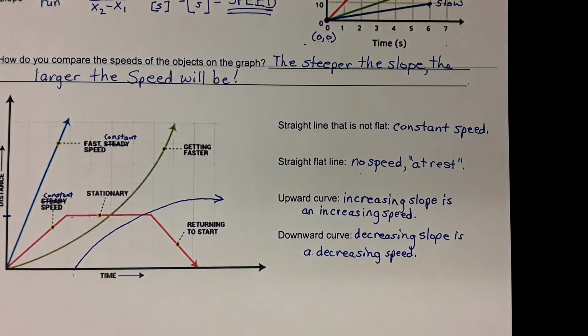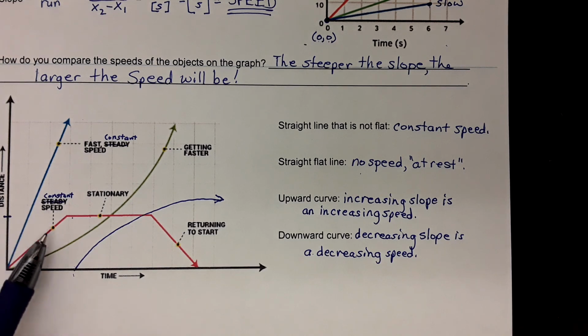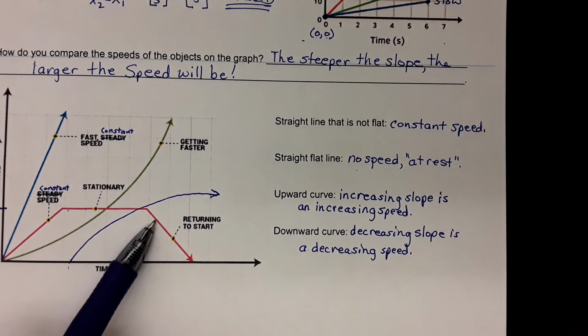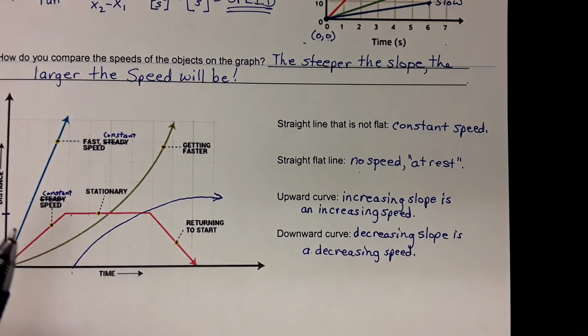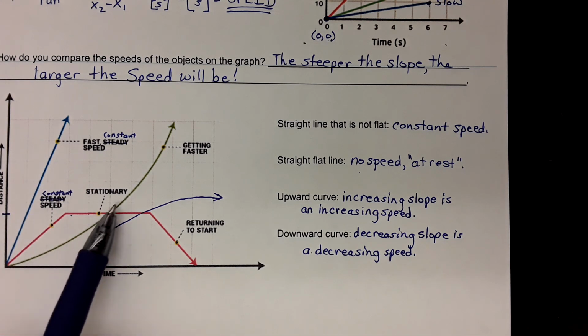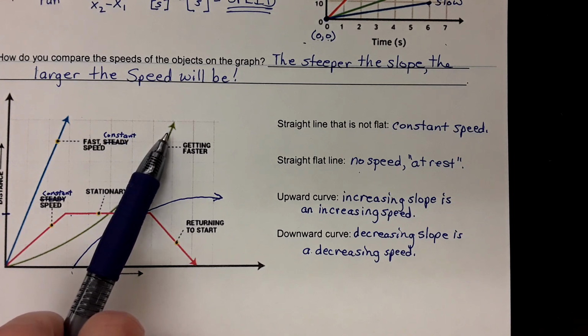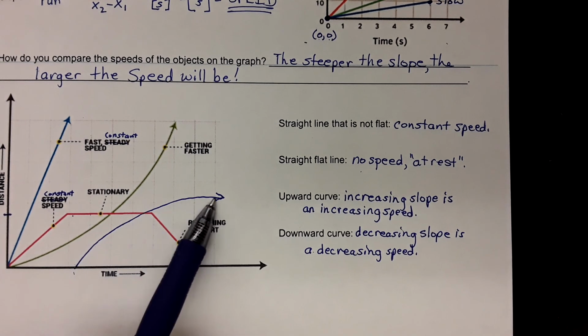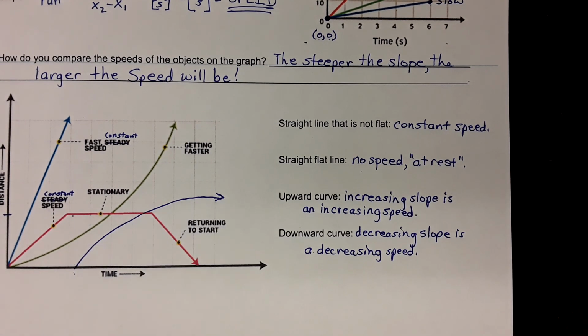Okay? All right, so constant speed here, here, and even here. You're just going back the other way. No speed where it's flat. Increasing speed where it gets steeper. And decreasing speed when it gets flatter.